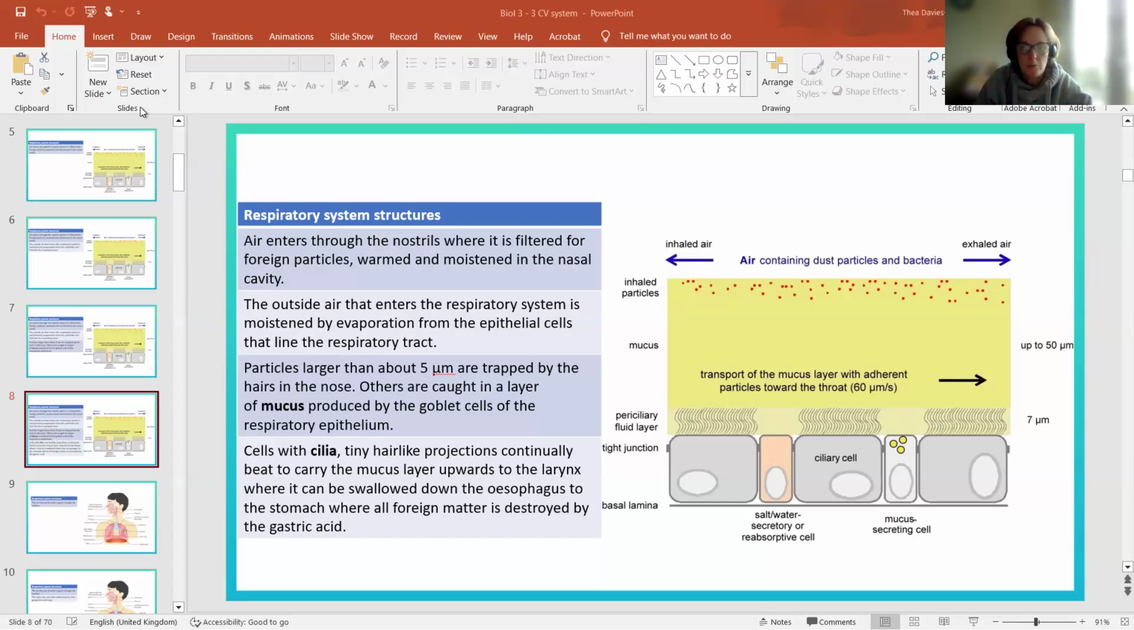So last session, we started to have a look at the adaptation of the respiratory system.